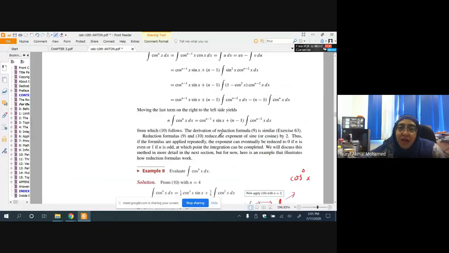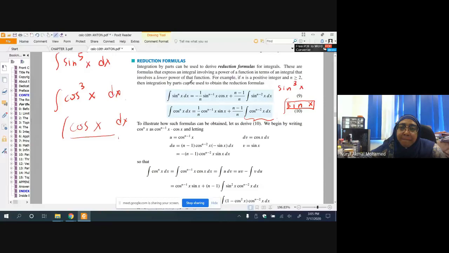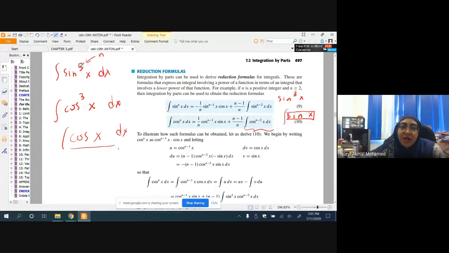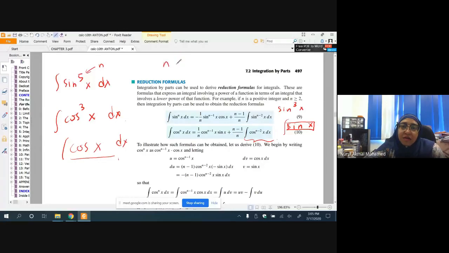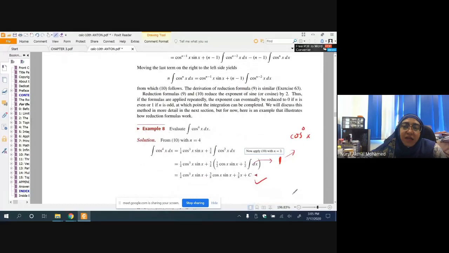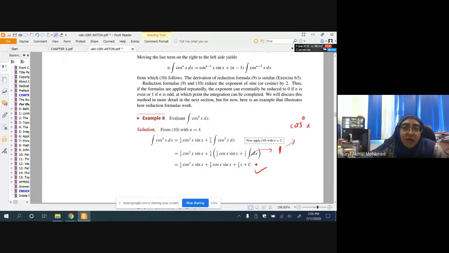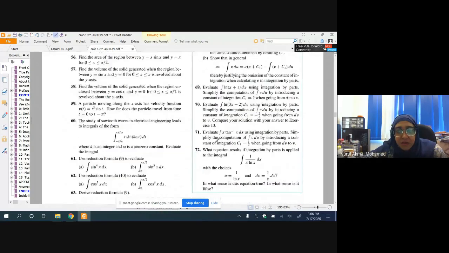So you can apply this formula for both odd and even n. If it is odd, then it will give you a new integral of either cos x or sin x. But if it is even, you will get the integration of 1. I think that's all.